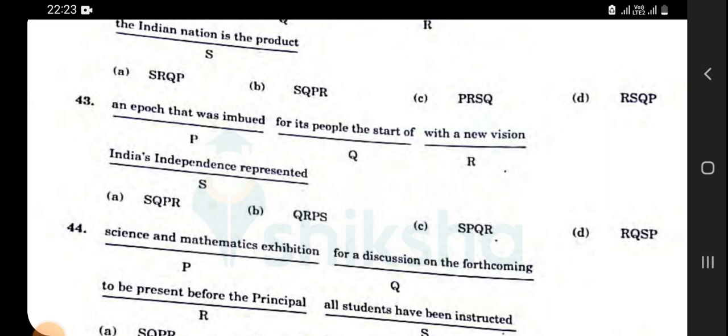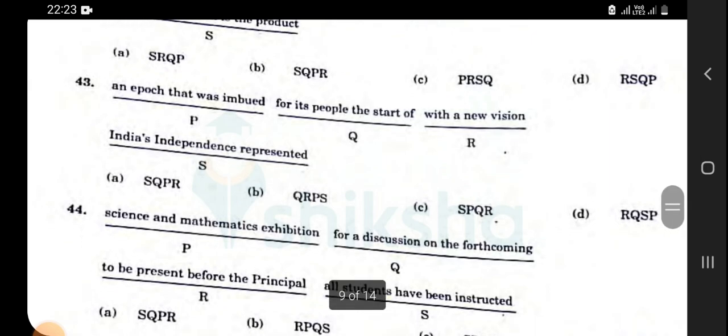SPRQ. So India's independence represented an epoch that was imbued for its people with the start off with a new vision. No, it should not be the answer. India's independence represented an epoch that was imbued. So S and P that we can go for. But here S and P we don't have any option. But SPQR should be there.